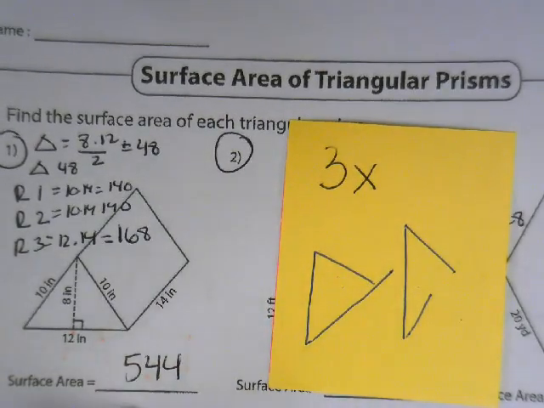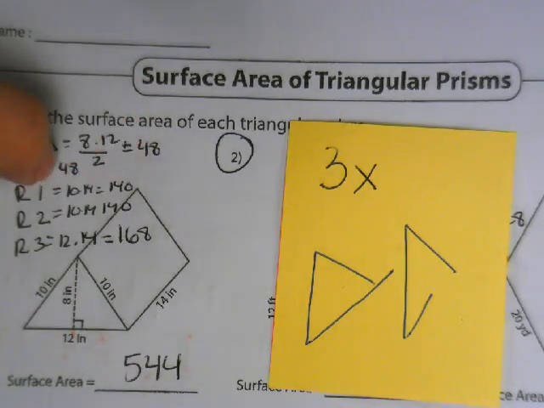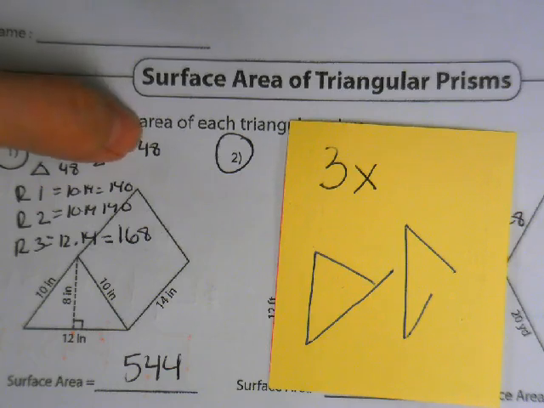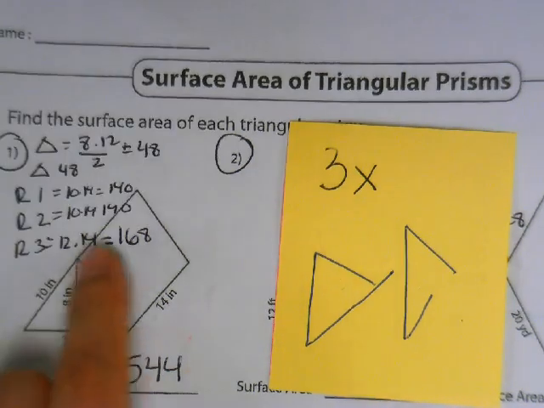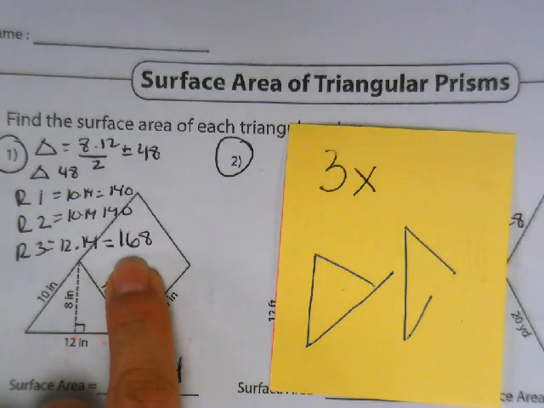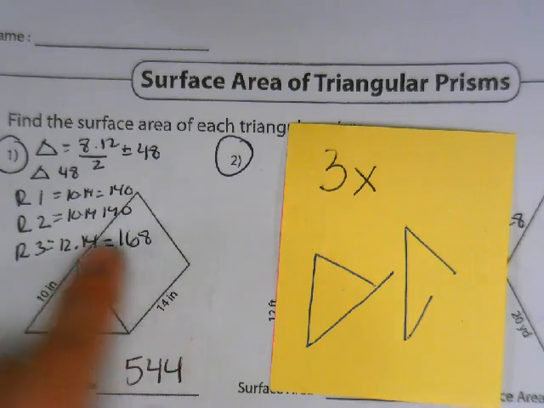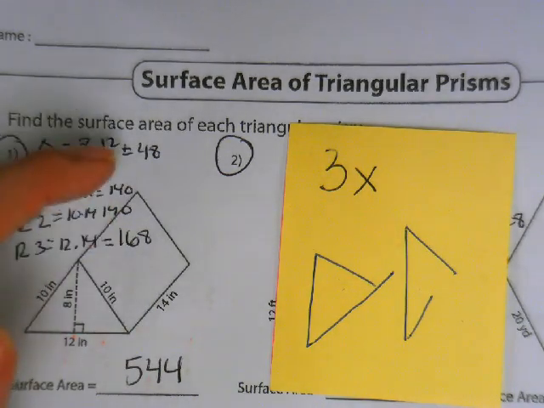544. You get 48 for the 2 triangles, right? So check your work. 48 for the 2 triangles. Did you have 48? Then you get 140, 140, and then you get 168 in any order. Like these can be in any order. The 140s don't have to be like 1 and 2, but these are the numbers you have to have. 48, 48. Then 140, 140, 168.